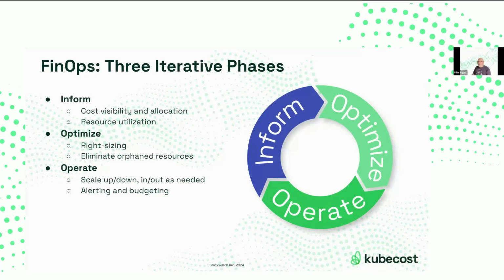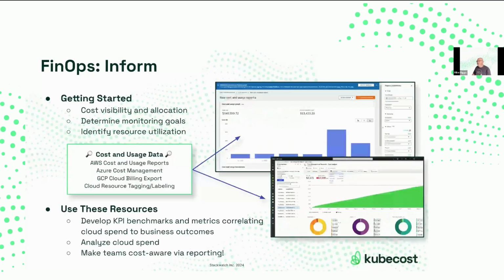So we're going to go through each of these steps in some detail. I'm going to start with inform. Inform is the first phase of our FinOps practice. And what we do here is we want to understand where our costs are going. We want to understand what we're spending on.